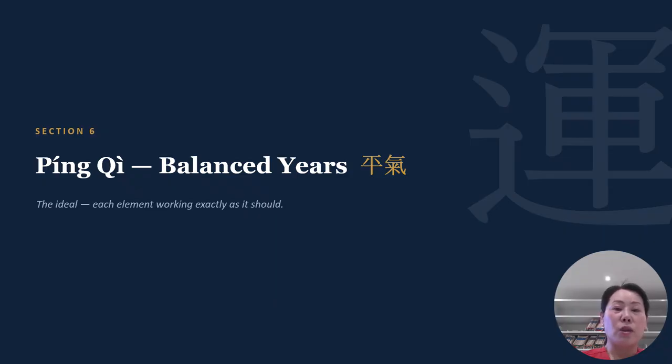Section 6 is a short, happy one, 平气, the balance year. These are the years where the annual period is neither in excess nor in deficiency. The elements simply work as they should. The classics give each balanced element a beautiful name, and they are worth knowing because they describe the ideal we are always trying to help our patients move toward.